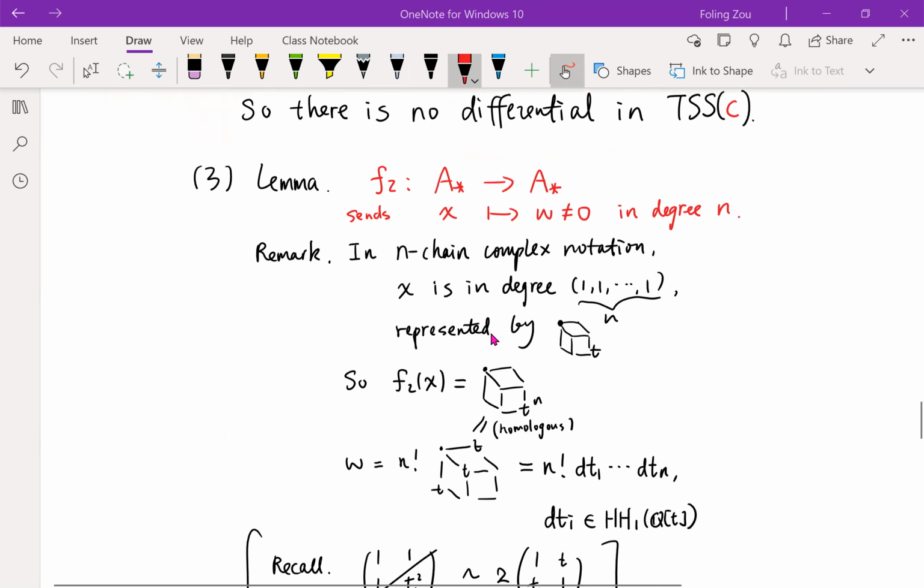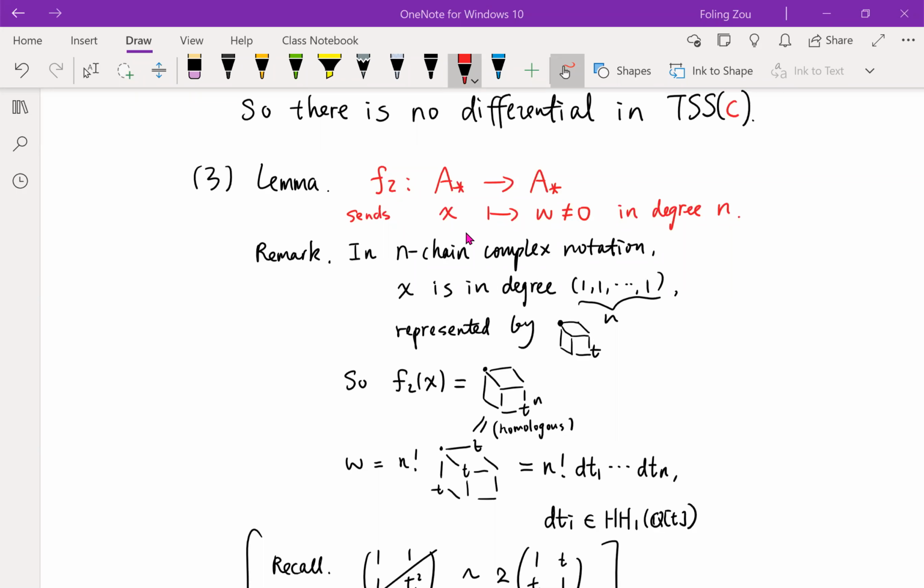Okay, so what about the case of the torus? So here is the ingredient that leads us to the discrepancy in the E2 page. So here is a lemma. F2 maps an element in degree n, which is higher than 0, to a non-zero element in degree n.